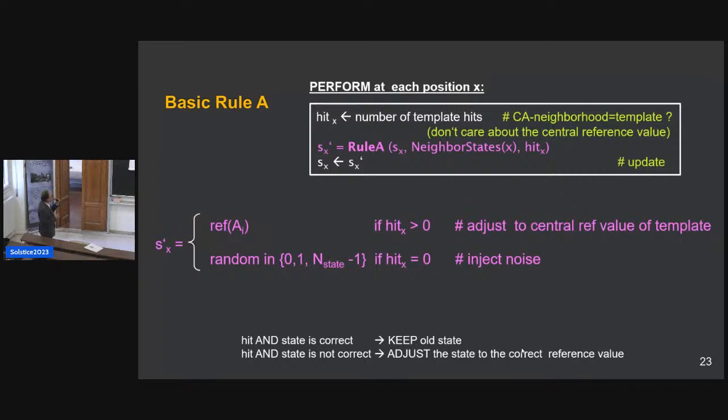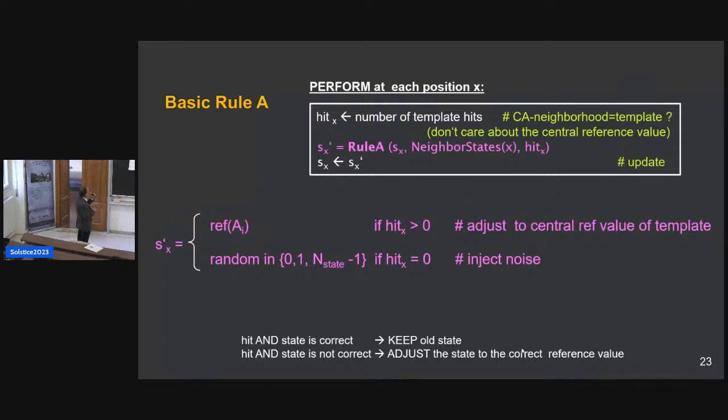First, we compute the number of hits, the number of template hits. At the selected position, we check for all these shifted tiles, for these templates, and we register a hit or no hit. And we store this number of hits. Then we apply the rule, taking into account the number of hits, and then we update.